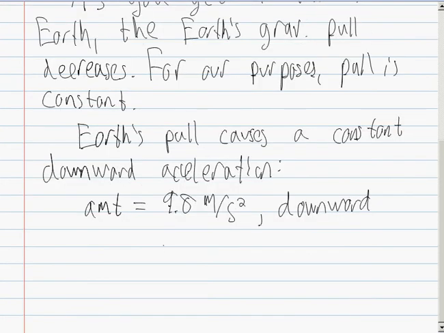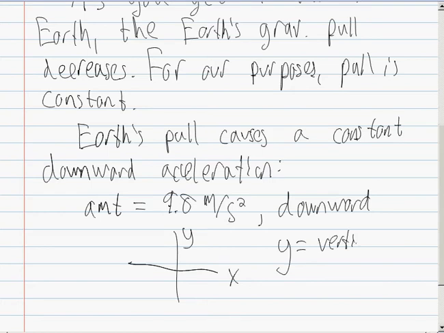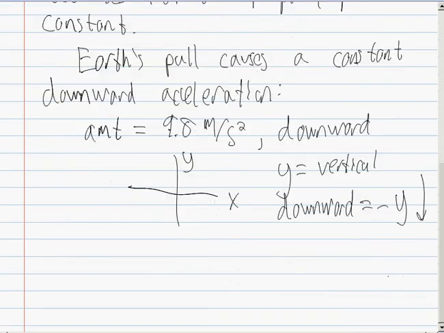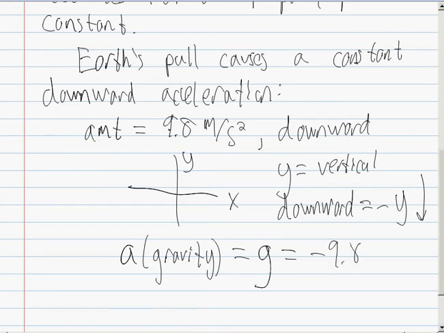Normally, I define everything on an XY scale, where Y is the vertical. And what that means for us is that downward means negative Y. And so I'm going to say that the acceleration due to gravity, also called g, is negative 9.8 meters per second squared. Again, the negative doesn't mean that it slows down, it just means downward.